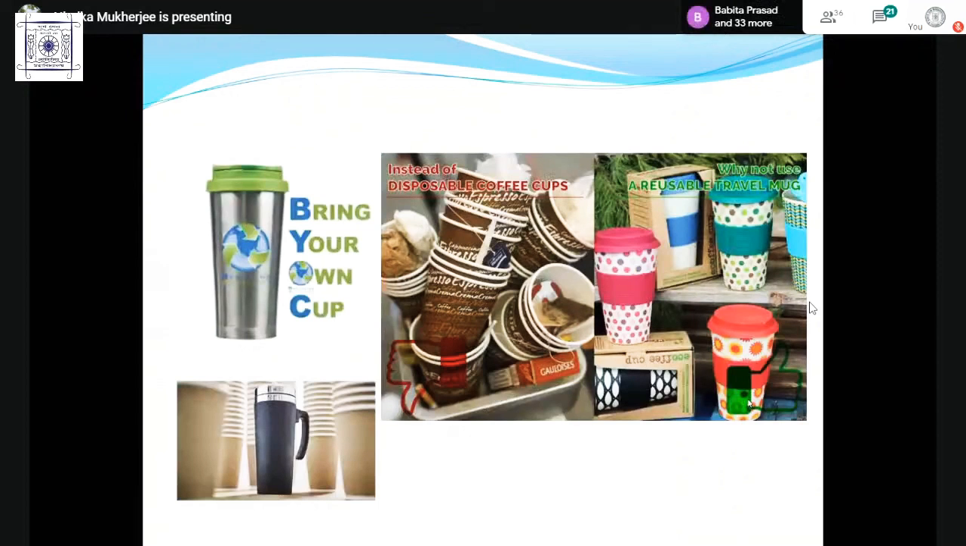Next, you should carry a small cup, and you should totally avoid the plastic tea cups and plastic coffee cups, because within them there is also a plastic layer.